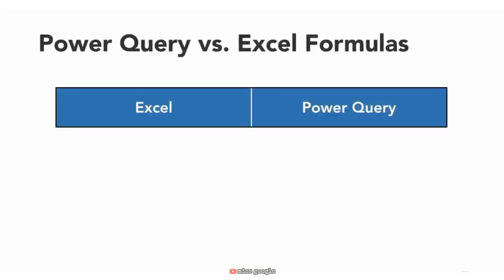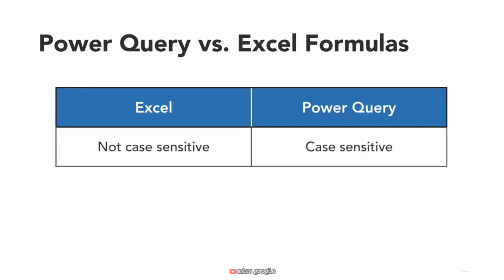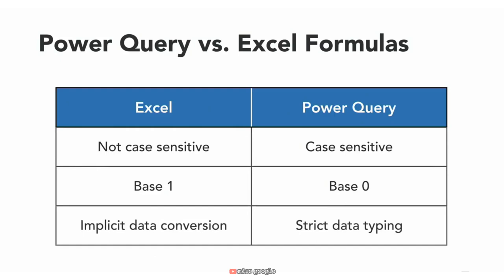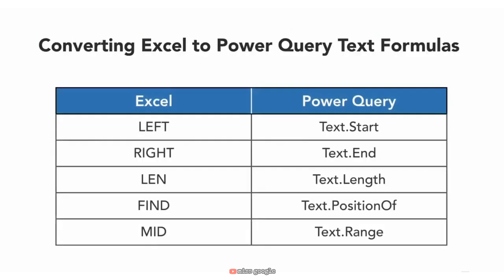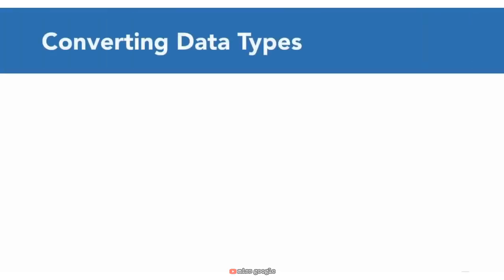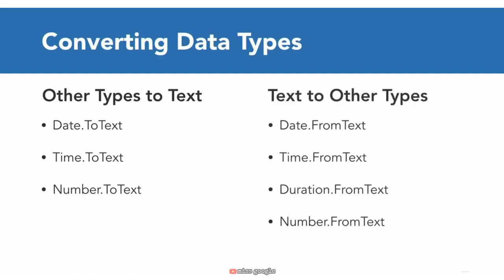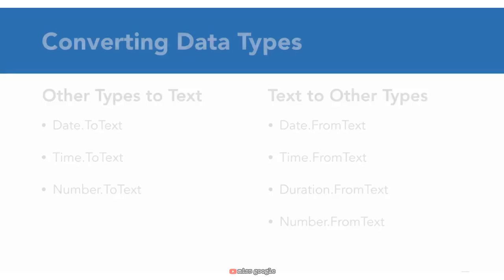Power Query Editor formulas share similarities with their Excel counterparts, with a few key differences. Excel formulas are not case-sensitive, while Power Query formulas are. Excel counts using base 1, while Power Query counts using base 0. And Excel type conversions are implicit, while Power Query observes strict data typing. Analogous formulas between Excel and Power Query include the formulas we see on the screen. Because Power Query does not implicitly convert data types, we need to either first convert the fields to text data types or set up a text conversion function within the formula, such as the example formulas we see here.